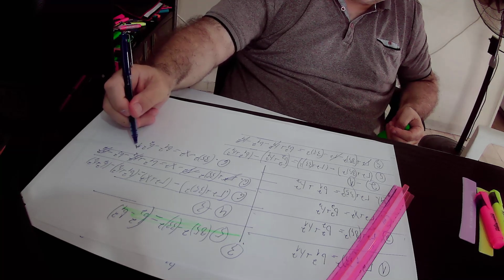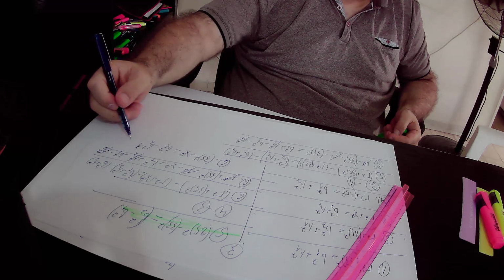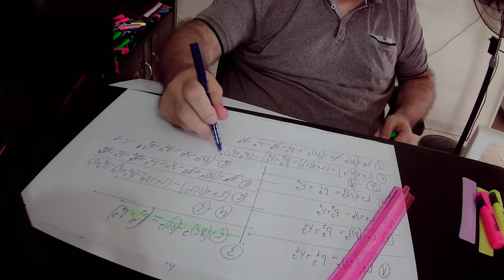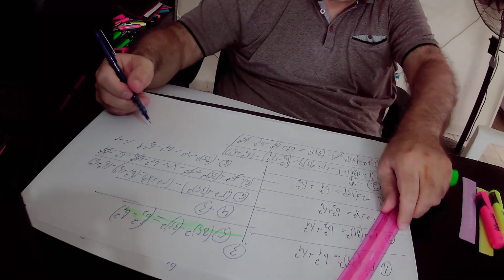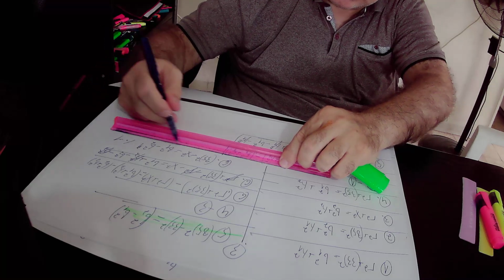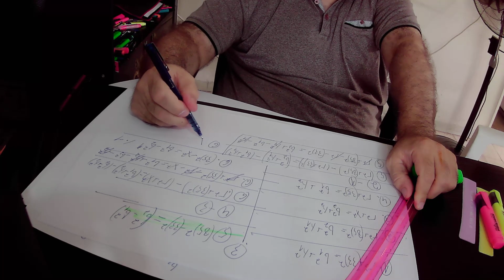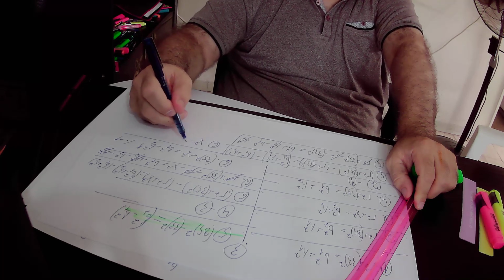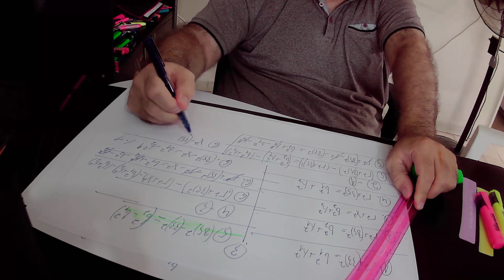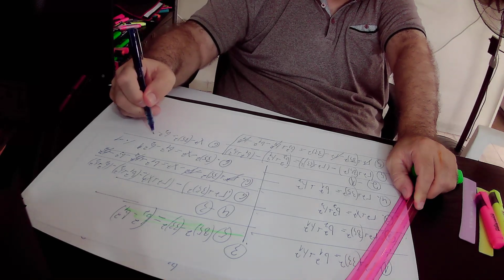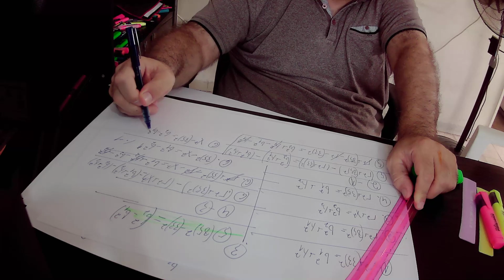In the next step, we will multiply equation number 6 by minus 1. And we get that according to this equation, equation number 6, x squared minus 35 squared equals b2 squared minus b1 squared.